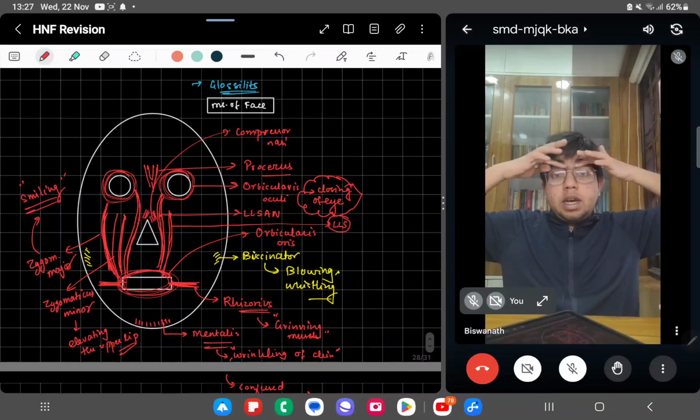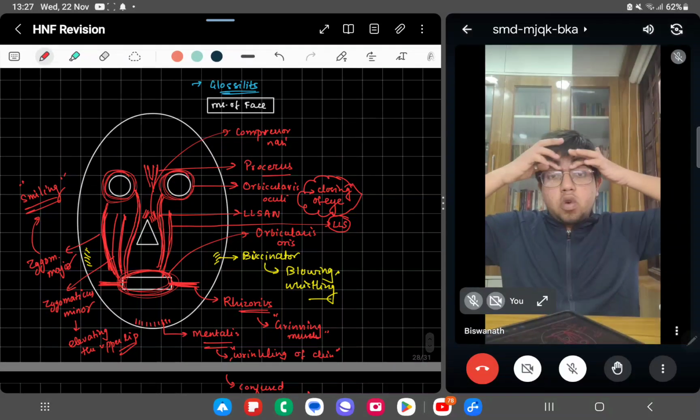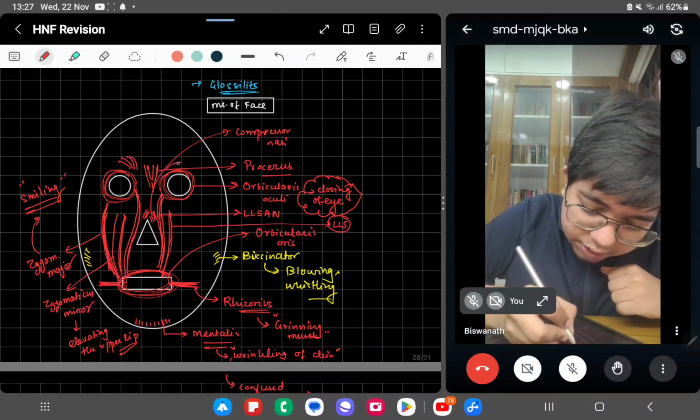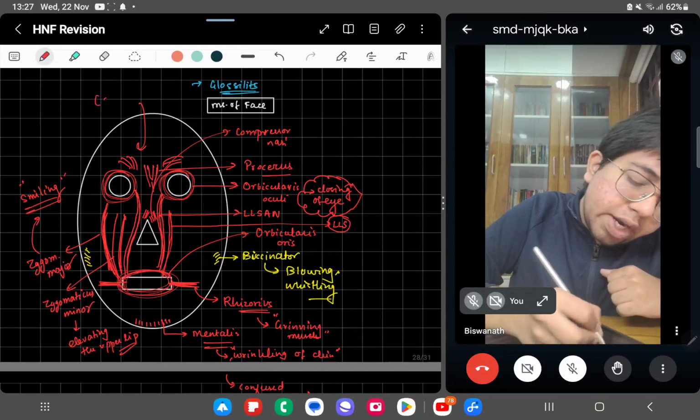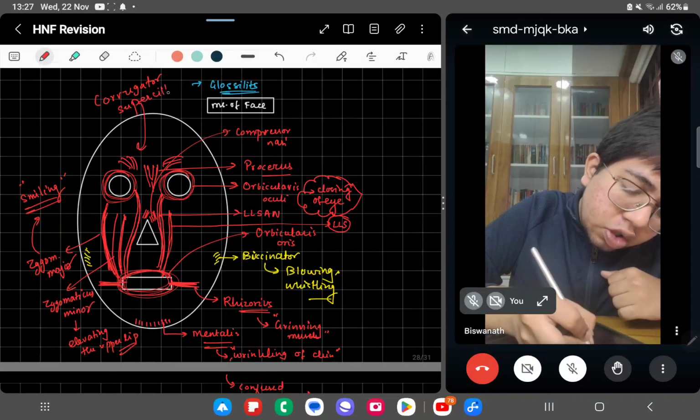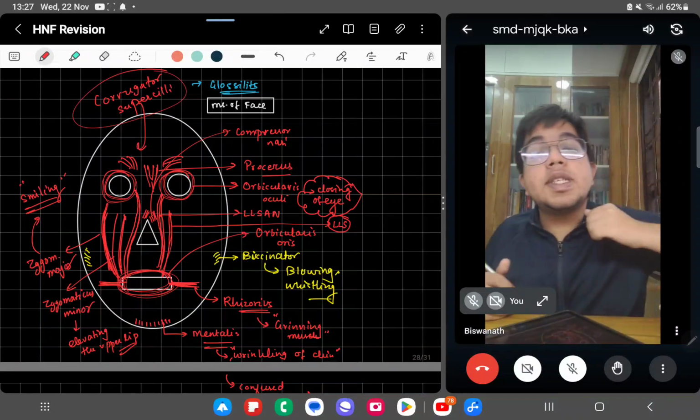A muscle present here causing a corrugation like this. You are doing like this. This is a corrugator, so this type of muscle is called a corrugator supercilii. Corrugator supercilii muscle.